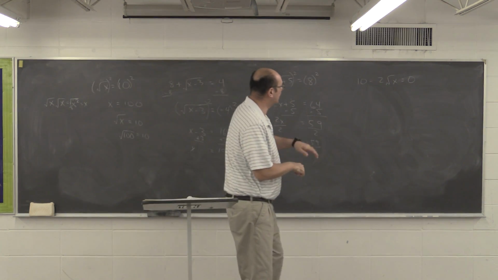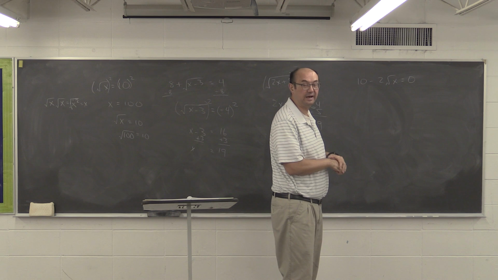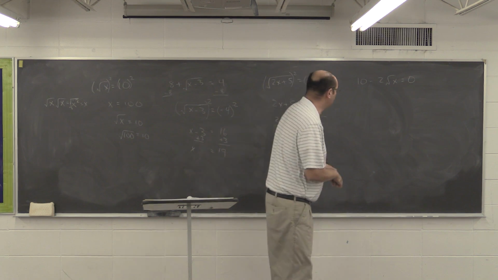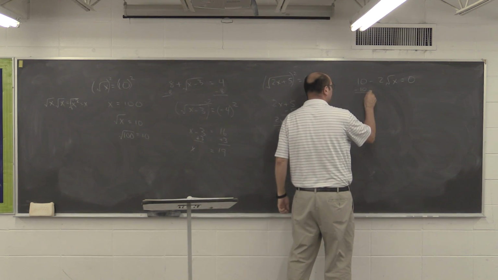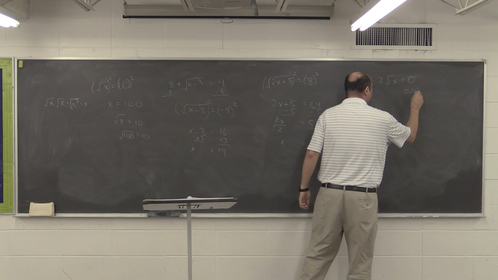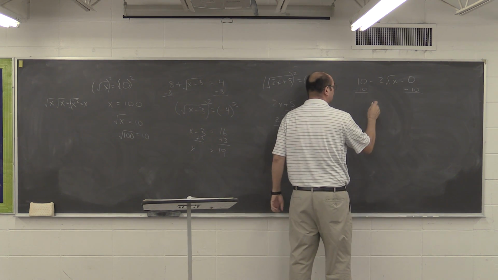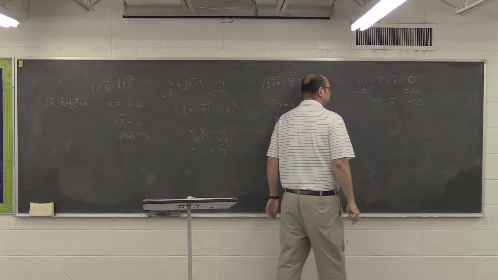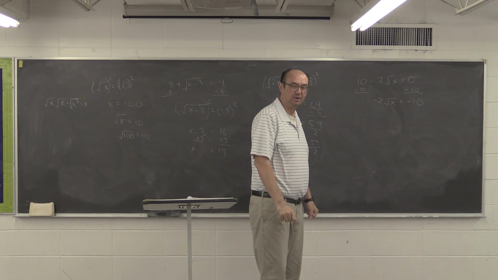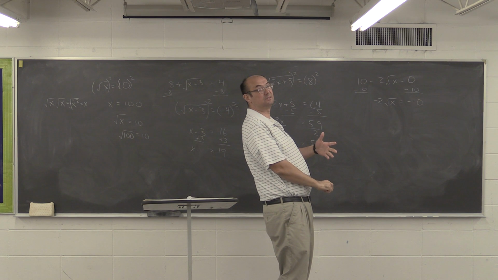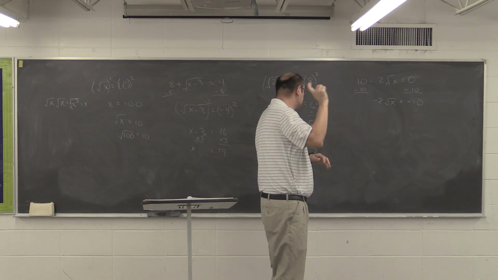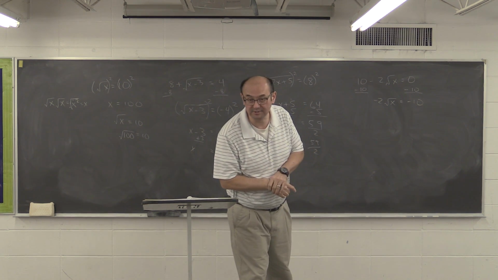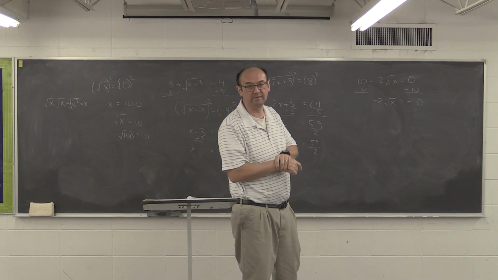It looks as though we've got a couple of things outside of our radical. Let's get them out of the way. There's a negative 10. We want to get rid of that, so we subtract 10 from both sides. We get negative 2 square root x equals 0 minus 10, which is negative 10. Do we have everything that's not a radical on the other side? No, we don't. We still have a negative 2, don't we? That's kind of in the way.